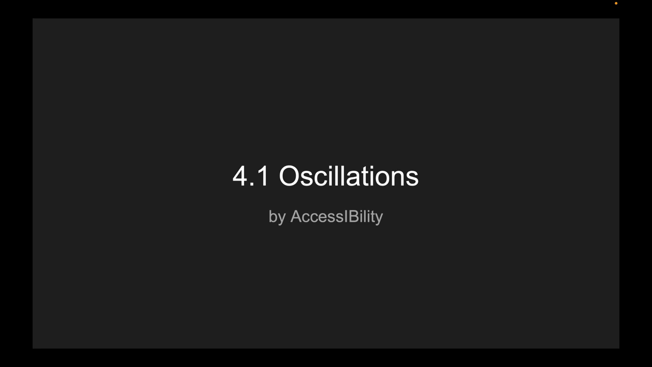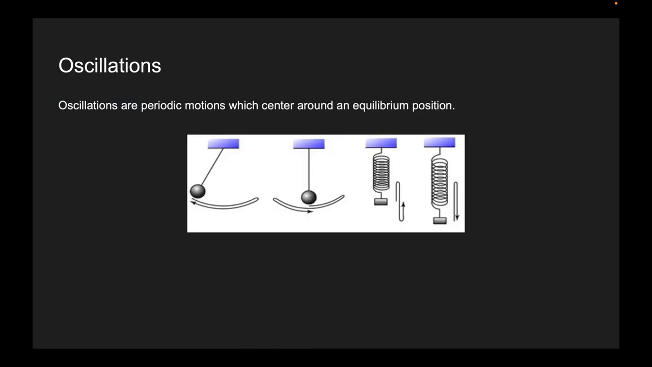Hi, in this lesson we're going to discuss the first subunit of the topic 4, oscillations. Firstly, what are oscillations? Oscillations are periodic motions which center around an equilibrium position. For instance, a simple pendulum and simple harmonic motion are depicted in this diagram. These are the most well-known examples of oscillations. One oscillation is made, for example, in a simple pendulum when the bulb makes one full circle.